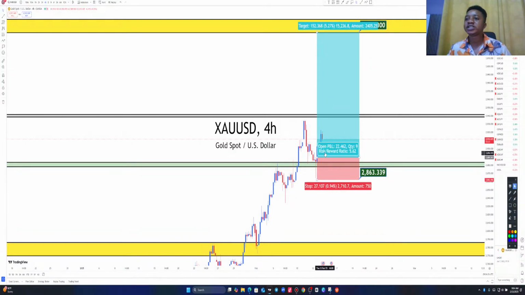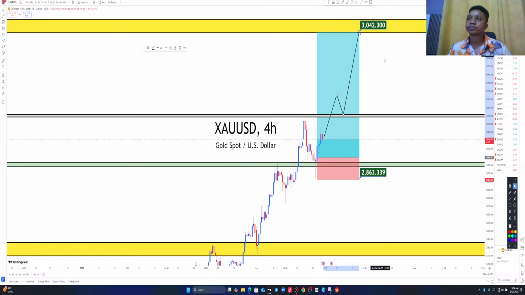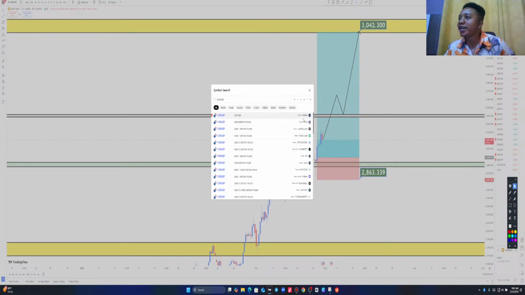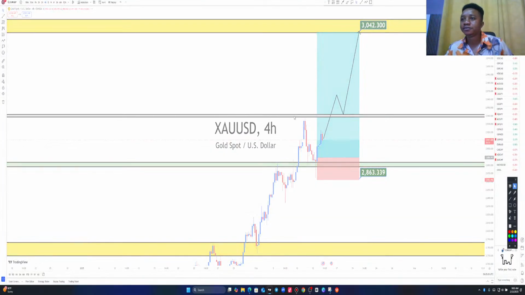Let's move all the way to the next pair in the comment section. All right, so that's it. Next opportunity to buy. I'm seeing Euro GBP and also GBP JPY. Let's go all the way to Euro GBP. Does this pair still exist? It has been off my radar for a very long time, but let's check it out.